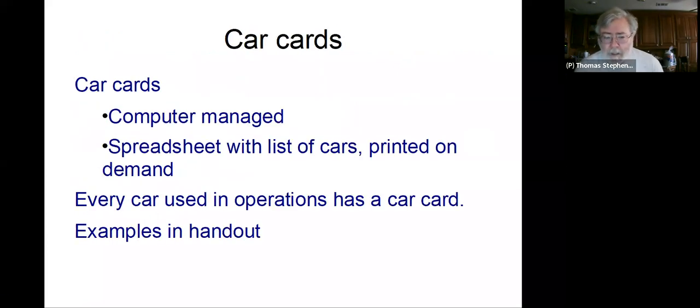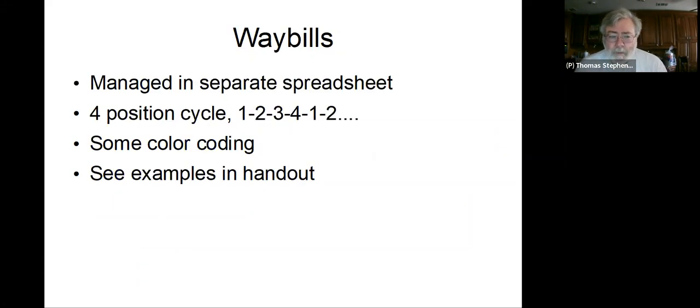So first off, we use car cards. They're computer managed. I've got a spreadsheet in OpenOffice that will print everything automatically as you need it. In the spreadsheet, there's the list of cards, and you can reprint them anytime you want to. Every car that we use has a car card. And when I did this presentation last, I had handouts. So I'll show you what I'm talking about when I say handouts, examples later. Sorry about that.